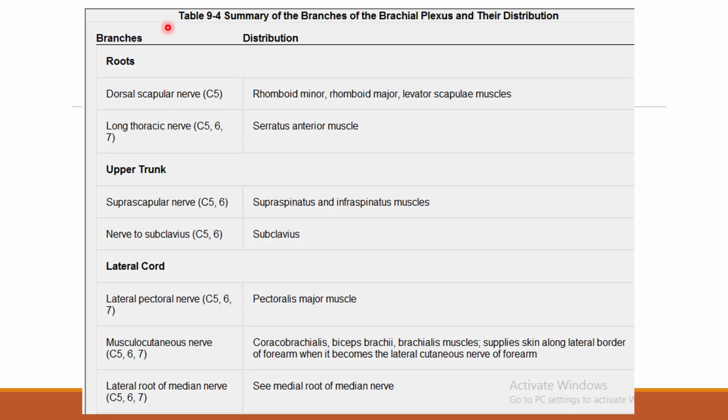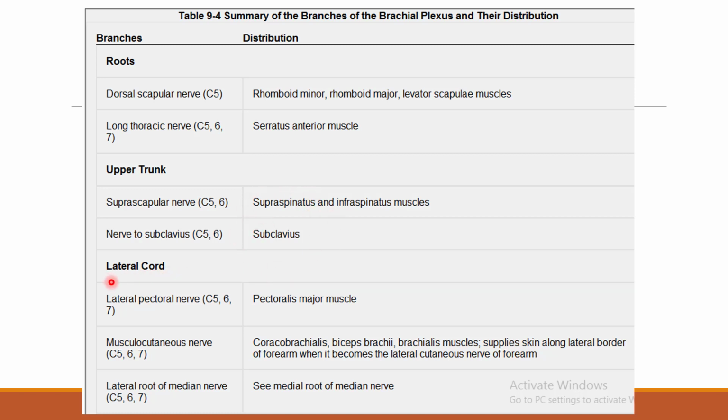This is the chart in which all branches are written. See here, branches from the roots are 2, which are the dorsal scapular nerve and the long thoracic nerve. And in this column, all muscles are written which are supplied by these nerves. So the dorsal scapular nerve supplies the rhomboid minor, rhomboid major and the levator scapulae muscle. The long thoracic nerve, which comes out from the roots C5, C6 and C7, supplies the serratus anterior muscle. Then the nerves from the upper trunk are the suprascapular nerve, which supplies the supraspinatus and the infraspinatus muscle. The nerve to the subclavius will supply the subclavius muscle.